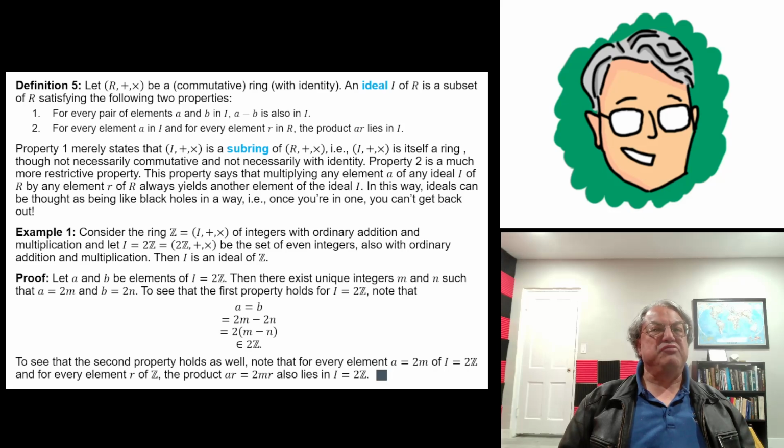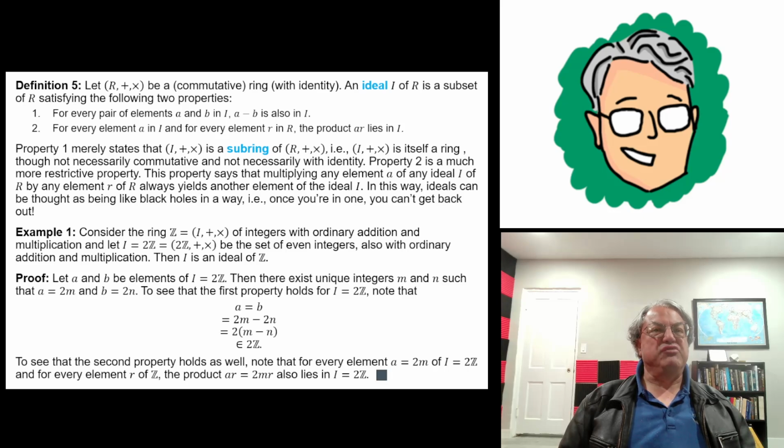So for the first property, let A and B be any two even integers. That means that A has to be 2m and B has to be 2n for some integers m and n. Now let's consider the difference, A minus B. That's 2m minus 2n, which we can also write as 2 times (m minus n). And of course, that's going to be even, because m minus n is an arbitrary integer and we're multiplying by 2, so we're left with an even number. That means that we are still in the ideal of even integers.